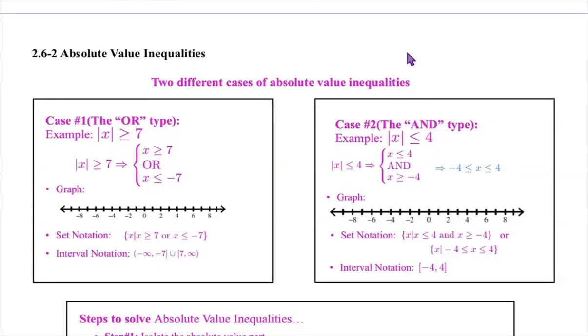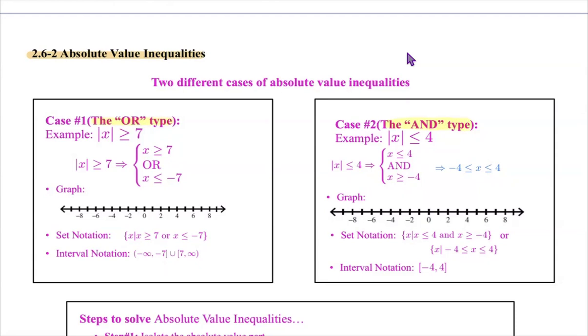So this second part of section 2.6, part 2, will be about solving absolute value inequalities. Now, we have two different types of absolute value inequalities: a type that we call OR type, and then an AND type. Two types.